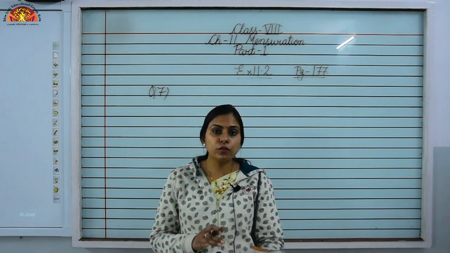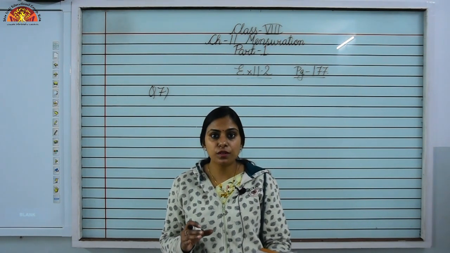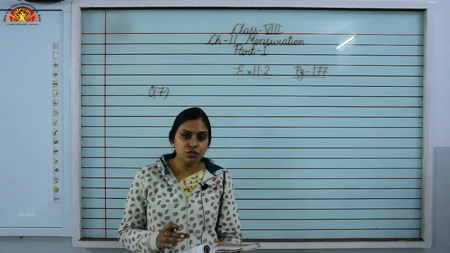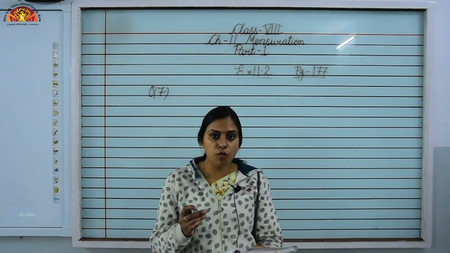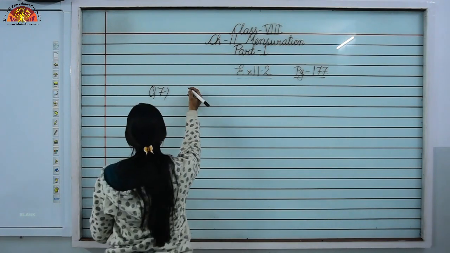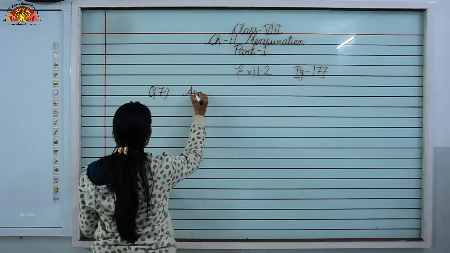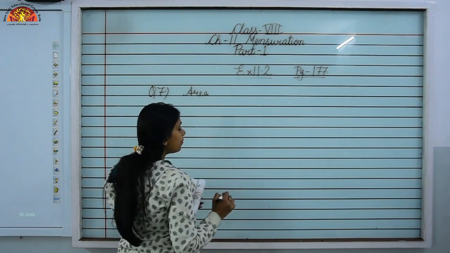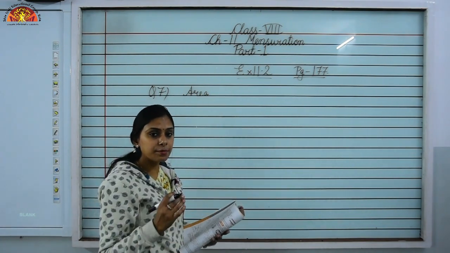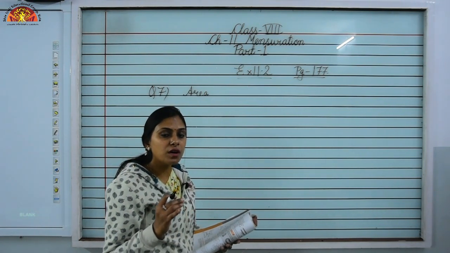So children, what is given to you? It has been given that on the floor there are 3000 tiles and the shape of the tile is a rhombus. So the dimension of one tile has been given to you and you have to find the cost of polishing the floor. We can write it over here. First of all, as they are rhombus shaped, what is the area of a rhombus? That means first of all we'll calculate the area of one tile.